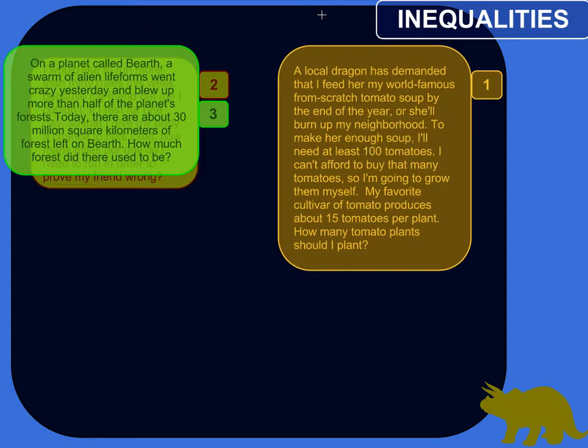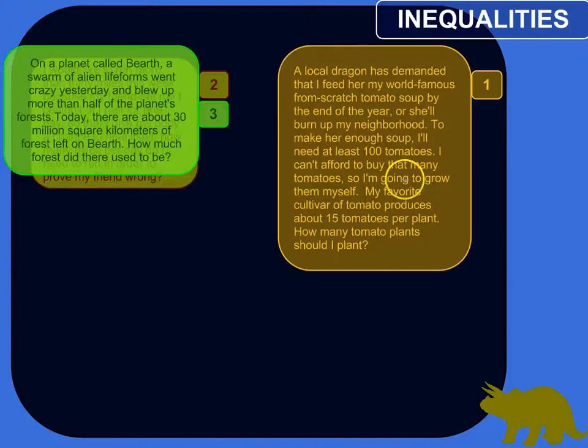So, a local dragon has demanded that I feed her my world famous from scratch tomato soup by the end of the year, or she'll burn up my neighborhood. So, to make her enough soup, I'll need at least 100 tomatoes. I can't afford to buy that many tomatoes, so I'm going to grow them myself. My favorite cultivar or type of tomato produces about 15 tomatoes per plant. How many tomato plants should I plant?